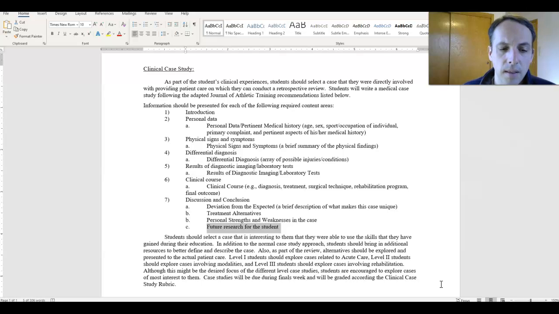You're then going to write this up according to the guidelines in the reading and submit it on the Canvas page towards the end of the semester. As always, if you have questions about the assignment or different components like that, feel free to ask me, ask your clinical preceptors, ask your course instructor, get the help that you need.